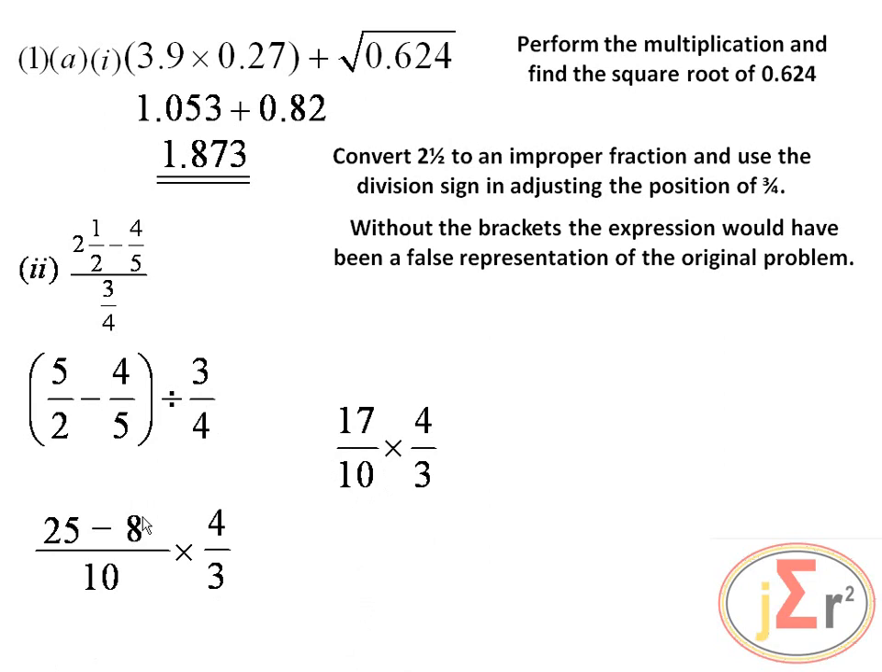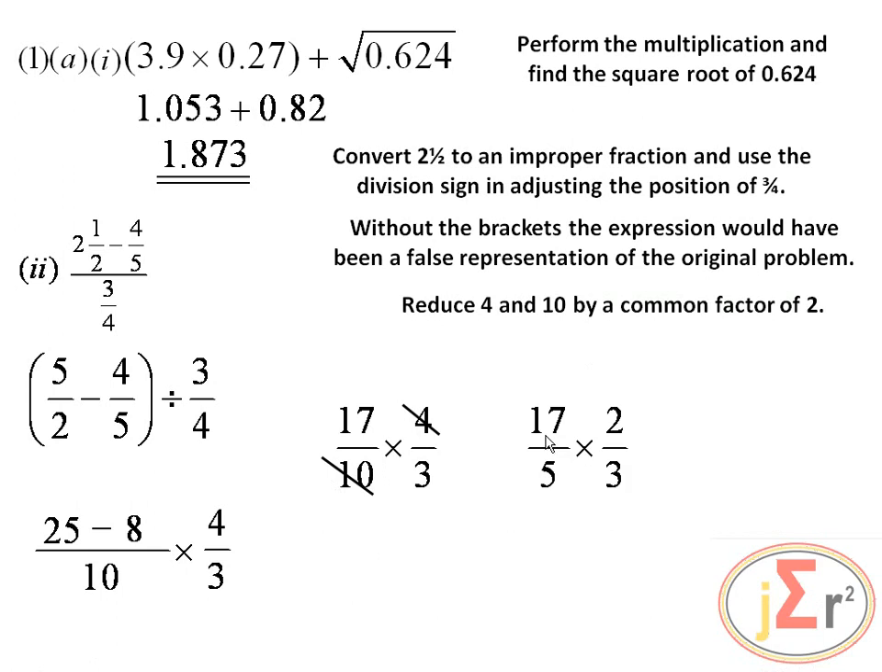25 minus 8 is 17. So we have 17/10 multiplied by 4/3. We have common factors for 4 and 10, so the fraction may be reduced by a common factor of 2. Eventually, we will have 17 times 2, 34, and 5 times 3, 15. And our answer will be 34 over 15.